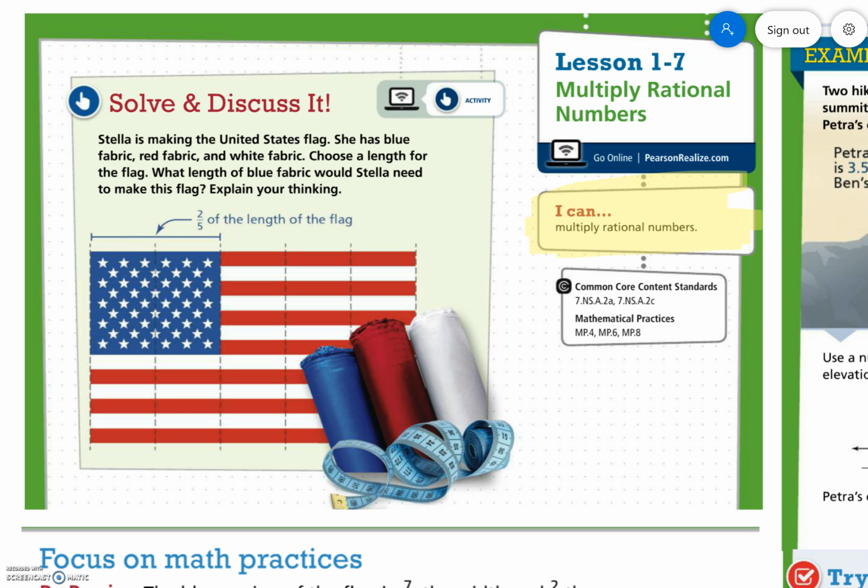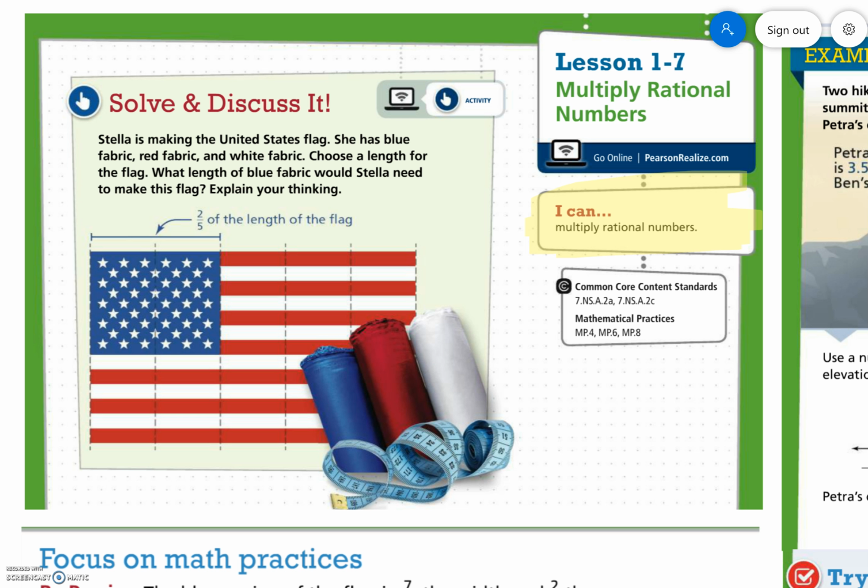Stella is making the United States flag. She has blue fabric, red fabric, and white fabric. Choose a length for the flag. What length of the blue fabric would Stella need to make this flag? Explain your thinking. So there are multiple different answers to this.